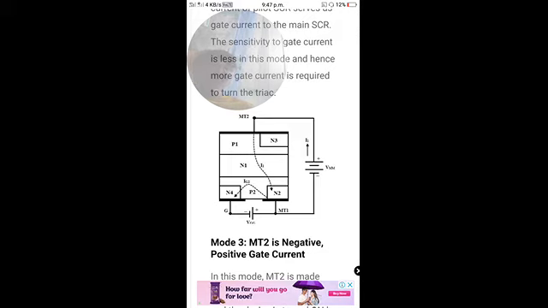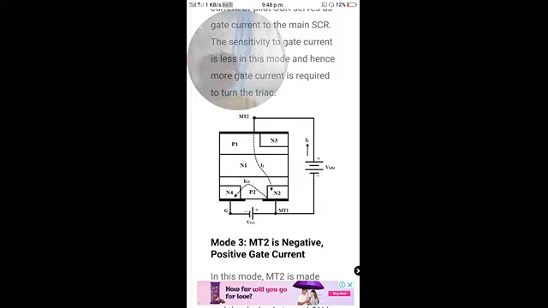In the middle, we have a reverse biased junction formed by the layers N1 and P2. This reverse biased junction will not allow the electrons to move across the triac, so it will not allow the current initially. So the triac is in the blocking state. To make the triac conduct, we apply a gate voltage, that is, the gate is made negative. A negative gate voltage is applied in mode 2 of operation.